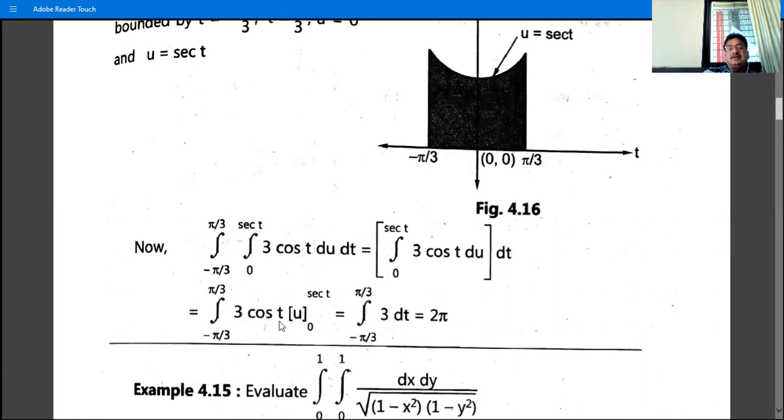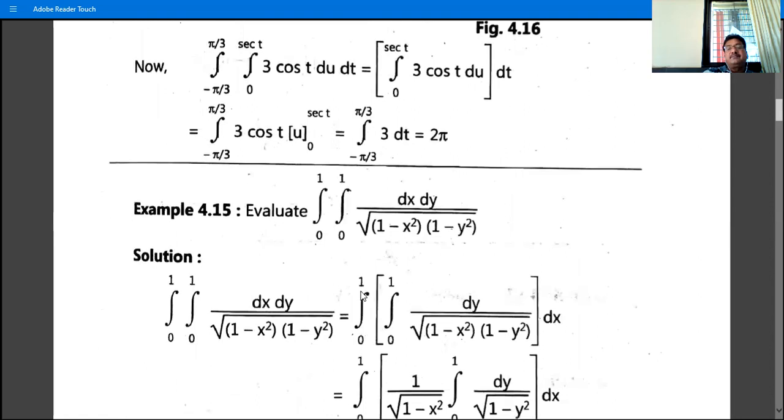And then its integration: cos t into sec t is what? The lower limit value is 0. Substitute u as 0, so sec t minus 0, that is sec t, and cos t into sec t is 1, because sec t is 1 by cos t. Then integration of 3 with respect to t is 3t, and then upper limit, lower limit. Value at the upper limit, value at the lower limit. We have the answer 2 pi.